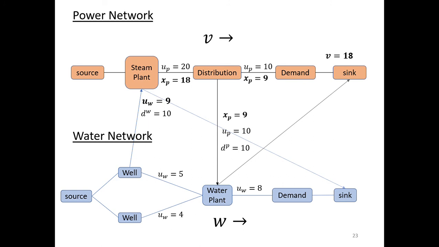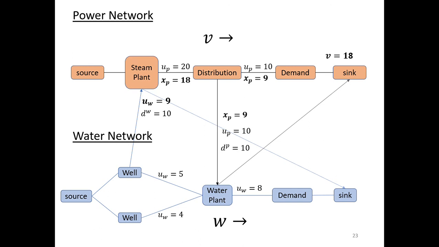So if we optimize the power network, we can get 18 no matter what decision we send out of the distribution node. So we could send 9 to the demand and 9 to the power plant, or 10 to the demand and 8 down to the water plant. We're still going to get 18 at the sink node. But this is an important point though, because if we optimize only on the network, only on the power network, it's not the same thing as optimizing on the bi-level network.